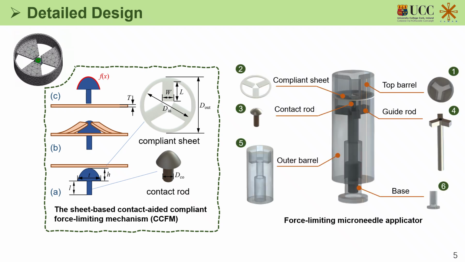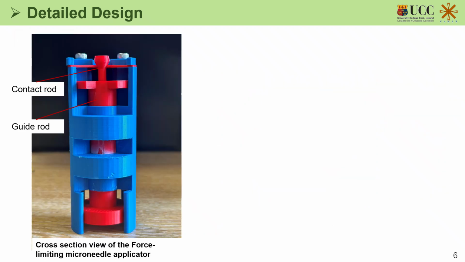And based on this mechanism, we further proposed a force limiting microneedle patch applicator, which consists of 6 parts. The component sheet and the contact rod are in the middle of it. And this is the cross-section view of the applicator. The contact rod is connected to the gate rod.